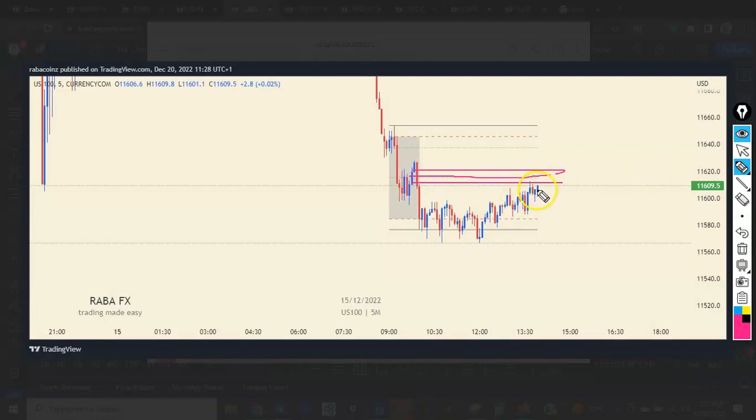Okay, so you can see price tapping here. You want to see a rejection here. From here, as you can see, price is rejecting, so you can decide to take your trade.